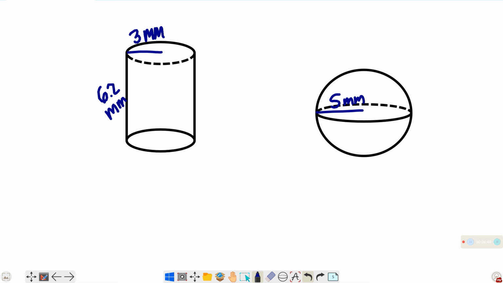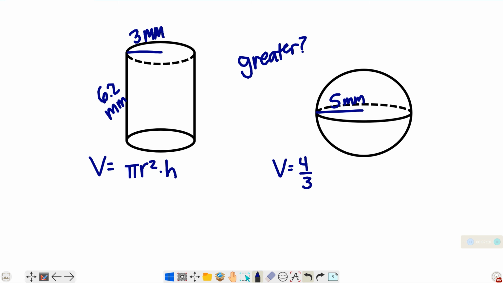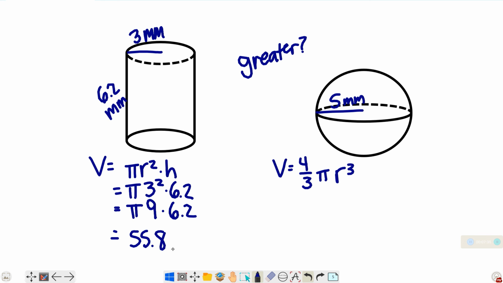In number 5, we're looking for which one has the greater volume. So the cylinder is pi times radius squared times height. This is the area of a circle, and then we have the height. Over here we still have that fraction, 4/3 pi with the radius cubed. Over here, the radius is 3, and the height is 6.2. 3 squared is 3 times 3, which is 9. And 9 times 6.2 is 55.8. But we still have the pi symbol. And our units are millimeters cubed.